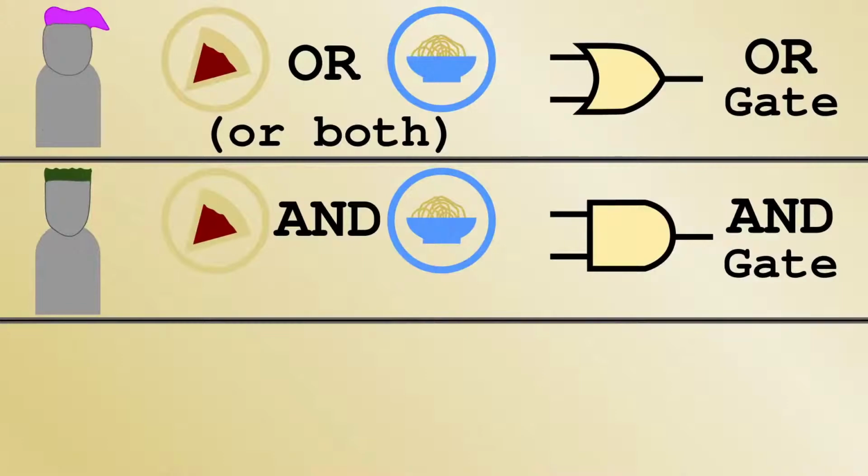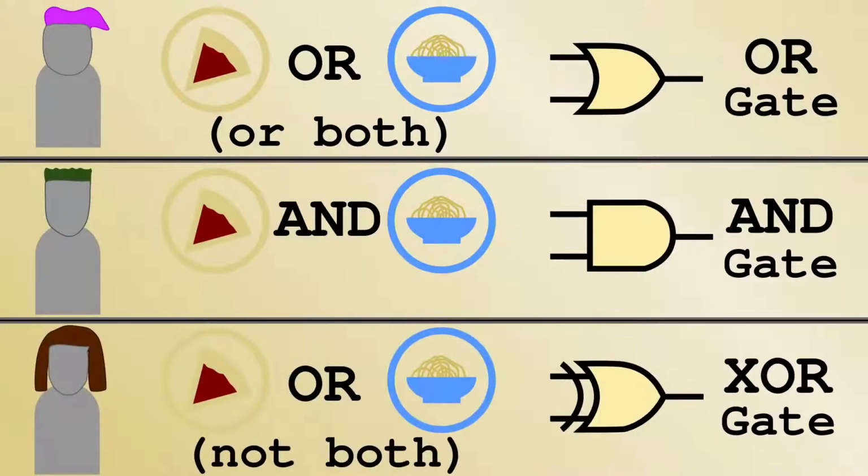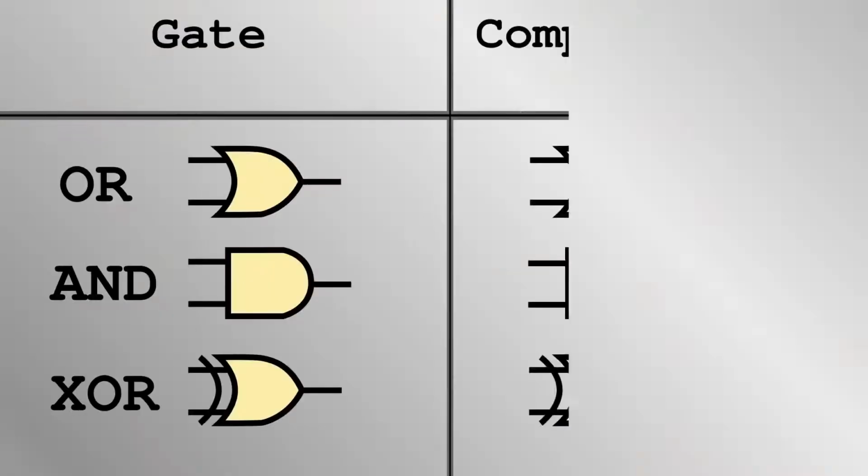Charlie likes it if the restaurant serves pizza or noodles, but not both. Let's say she thinks that they wouldn't do a good job if they weren't specialized enough. The corresponding gate is called exclusive OR, XOR for short. Each of these gates also has a complementary gate, basically the same gate with a NOT gate after.